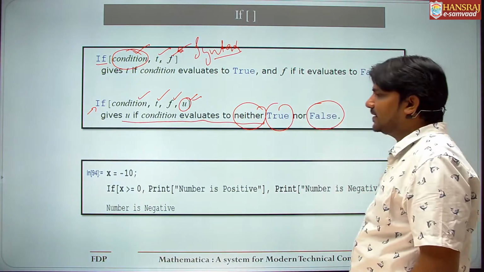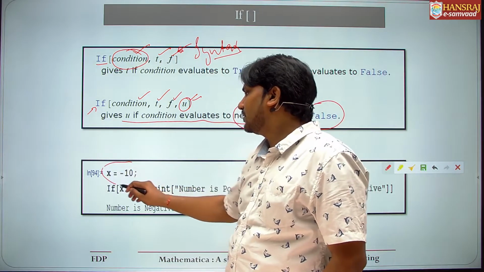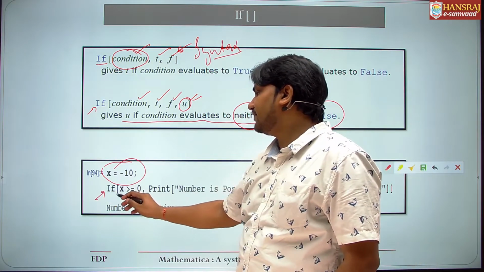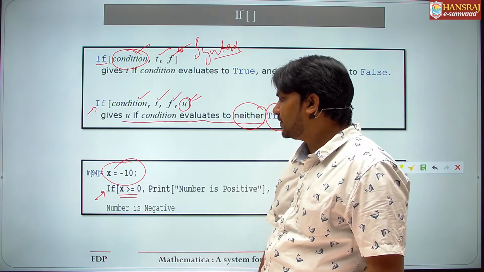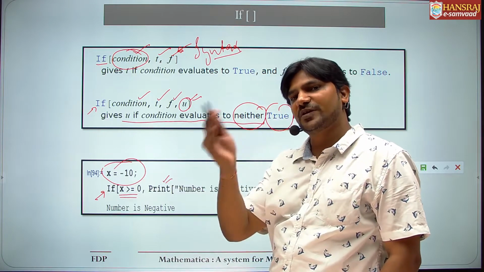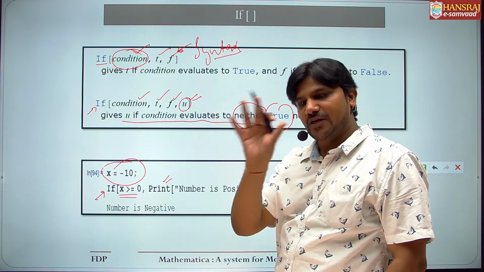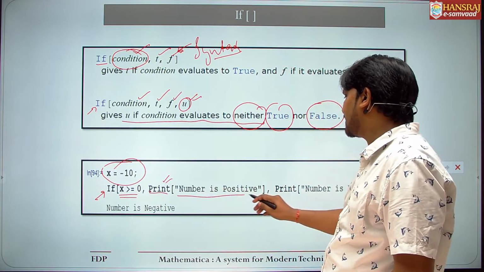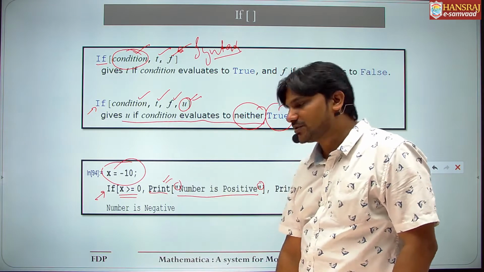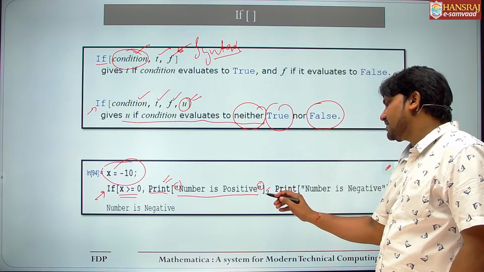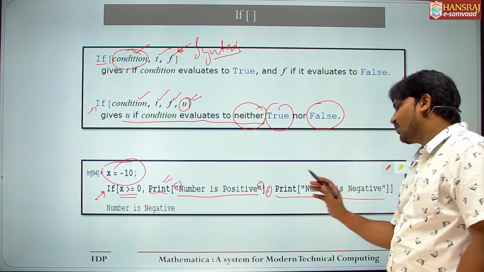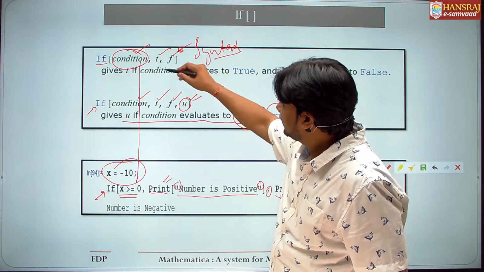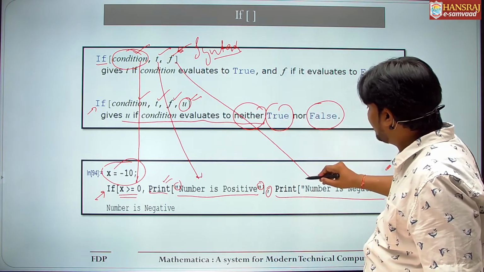Now come to one example here. If x is equal to minus 10 is given, that means x is assigned minus 10, and the condition is applied: if x is greater than or equal to 0, then Print is for displaying some text or value. So the Print function, then "number is positive", which is a string with double quotes. Then a comma is also there, then the second statement, Print "number is negative". So we can see this syntax matches the condition, t for true statement, and f for false statement.